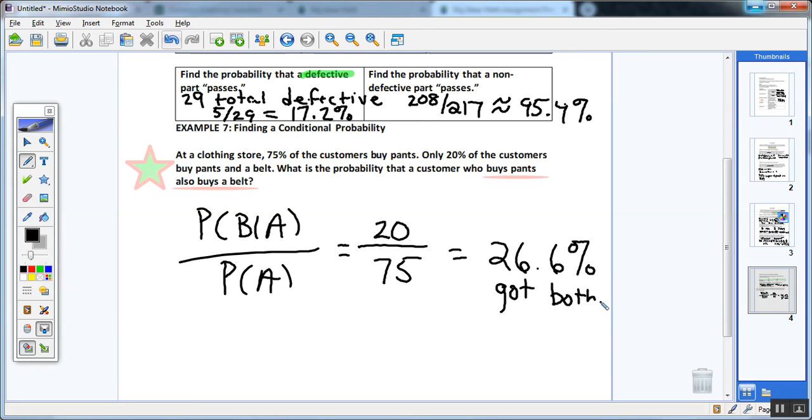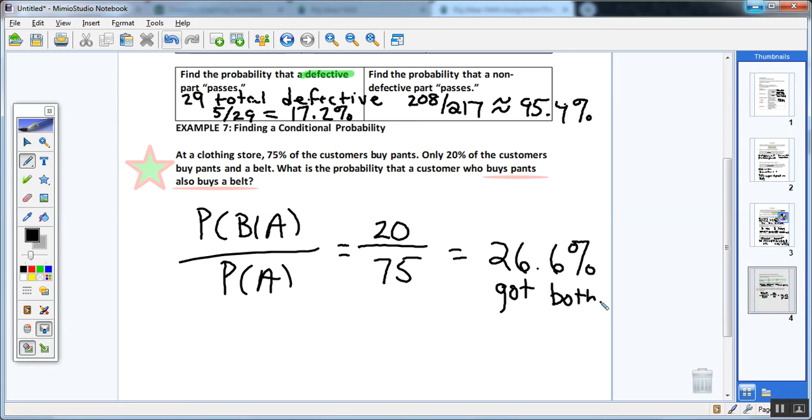But now, hang on a second, though. This is saying the following. This is saying only 20%. So if there were 100 people here, how many people purchased pants? 75. 75%. And then of those 75%, only 20 of them went on to purchase the belts.